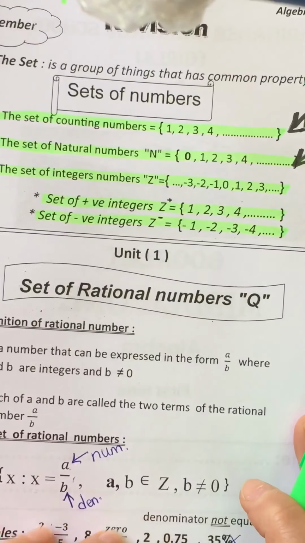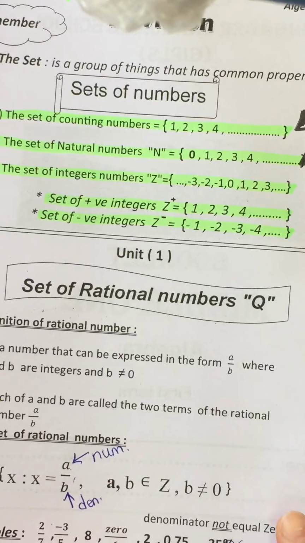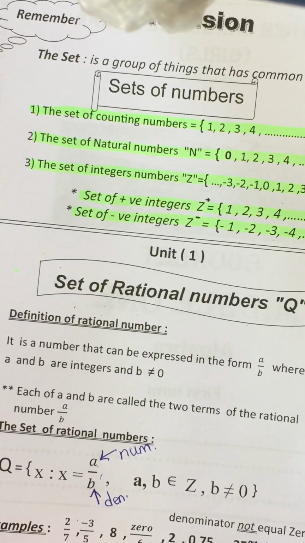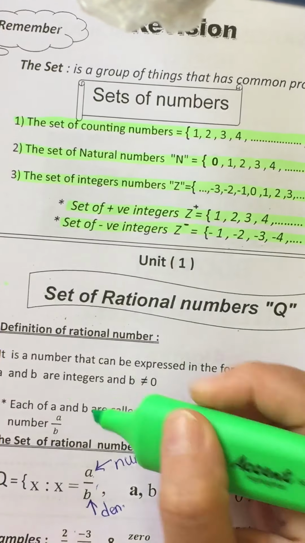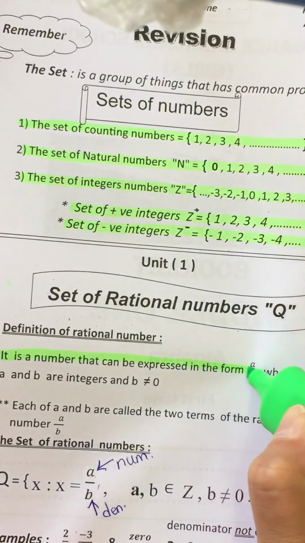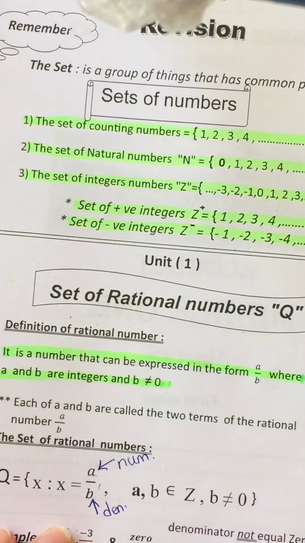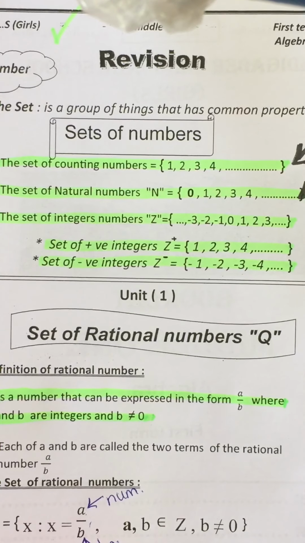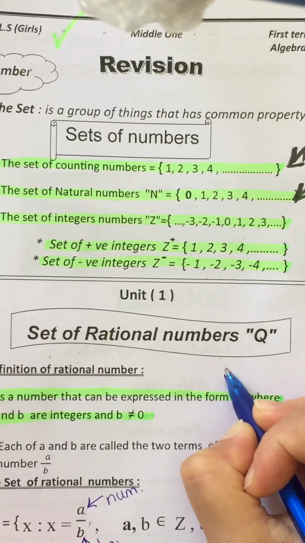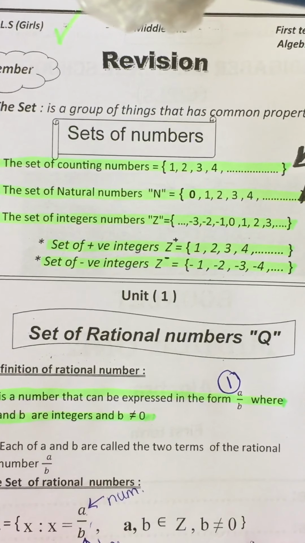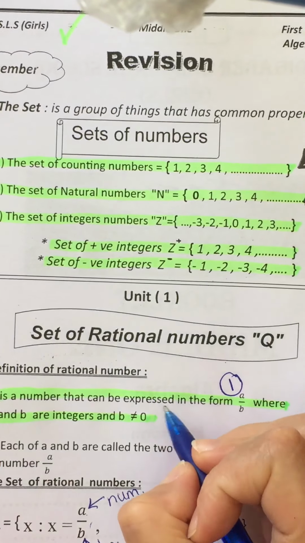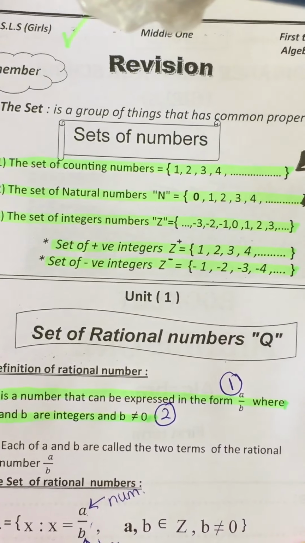Our first lesson is the set of rational numbers. What is the meaning of a rational number? It is a number that can be expressed in the form of a over b, where a and b are integers and b not equal 0. So the first condition, you should note, is that it is a number in the form of a over b. Second condition, b not equal 0.